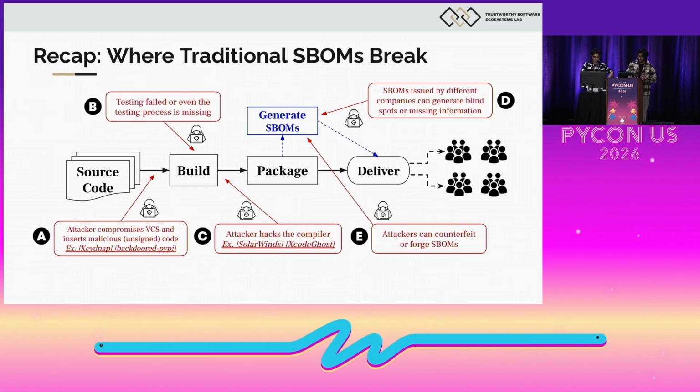So putting it all together, here's the software supply chain. There's source code, then you build, package, and deliver. Attackers can compromise every stage. They can inject malicious code in your version control system. They can hack the compiler like SolarWinds. You can forge SBOMs, and the testing can be incomplete or totally missing. And the SBOM is usually generated off to the side, from the packaging stage typically, with no visibility into what actually happened during the build.